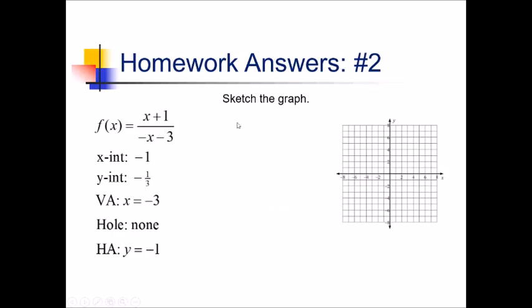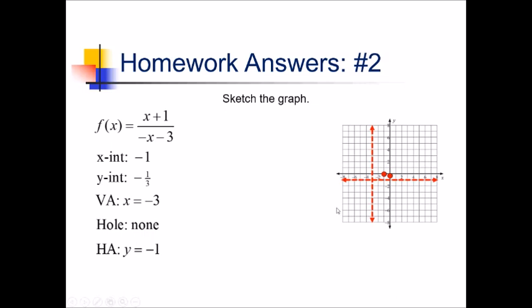To graph this rational function, given all of the key features they've given me here, let me start with the x and the y-intercepts. Those will give me some points I can use. So we have an x-intercept at -1, which is right here. Y-intercept is at -1/3, so that's right here. Those are pretty close together, so I probably don't need both of them, but I'll just keep them on there. We have a vertical asymptote at x equals -3. That's back here. Nice vertical line going through there. No hole to worry about. I do have a horizontal asymptote at y equals -1, so horizontal line down here.